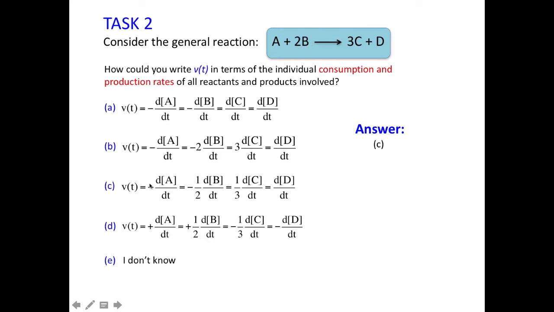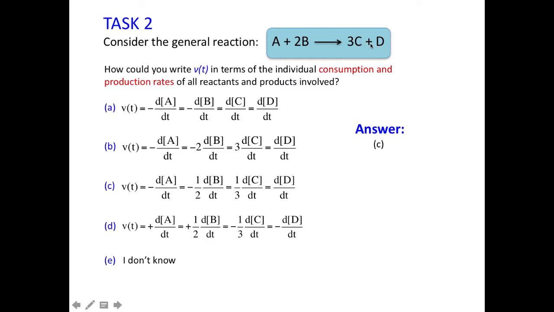That's why we have a negative sign here before, so minus and minus. And the stoichiometric coefficient of A is 1 and of B is 2. So we have in the denominator 1 and 2. That's it. And the products are C plus D, actually 3C plus D.